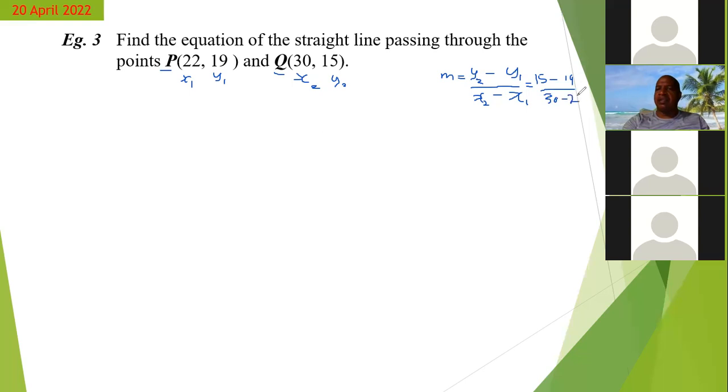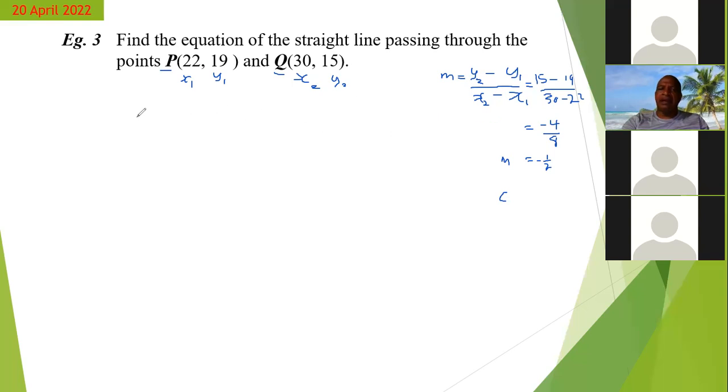All right. So what you get from that? So you get negative 4 divided by 8, which is -0.5. All right. Now, you may choose to put your gradient in a fractional form. So -1/2 is more appropriate. All right, so that would be the value for m, Mr. Lamar. Yes, sir. So what you need now is also to find what c is.